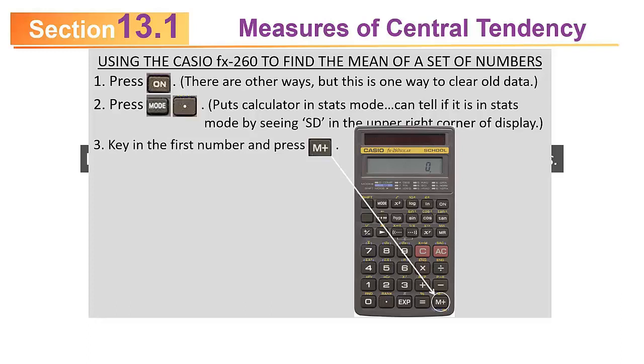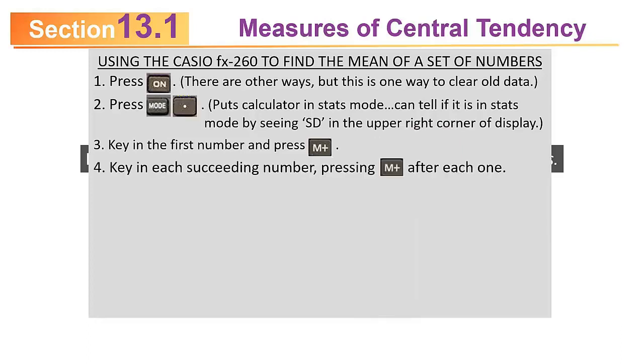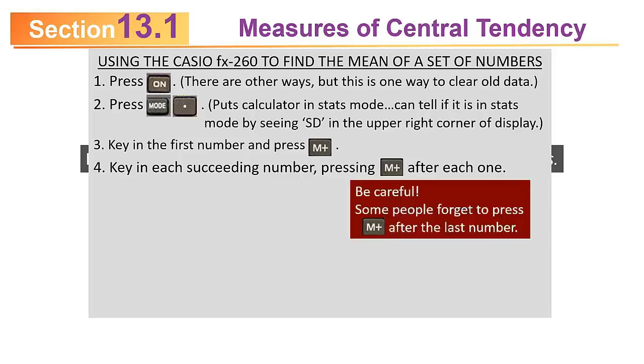Then you press M+. M+ is like the enter key for the data that goes into stats mode. And then you just key in each number until you get them all in, one after the other. You have to press M+ after each one. Be careful though, some people forget to press M+ after the last number. If you don't press M+ after a number, it is not entered into the stats mode.